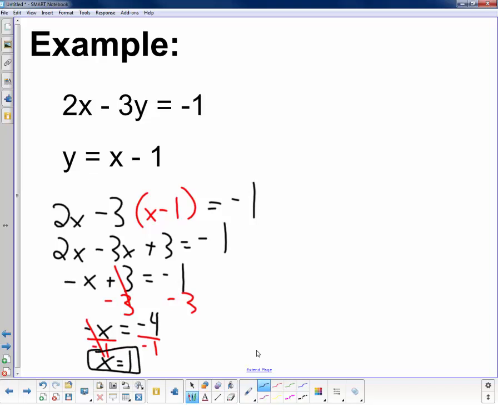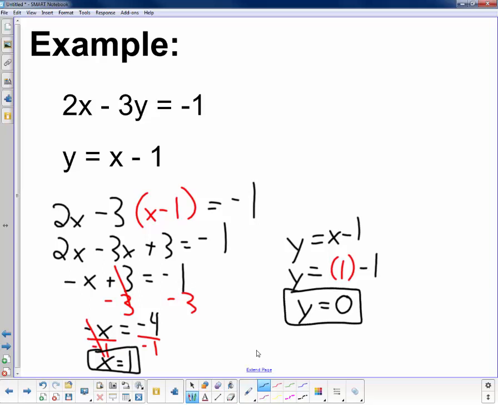Once we've found the one value, we can go ahead and plug that into any equation. Again, I tend to think the y equals x minus 1 is probably the easiest here. There's no purpose in giving anybody any extra work. So we'll go ahead and use it. This is actually a reasonably easy calculation. So you found your y value is 0 and your x value is 1.